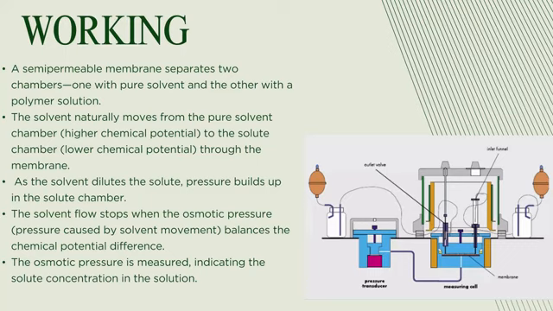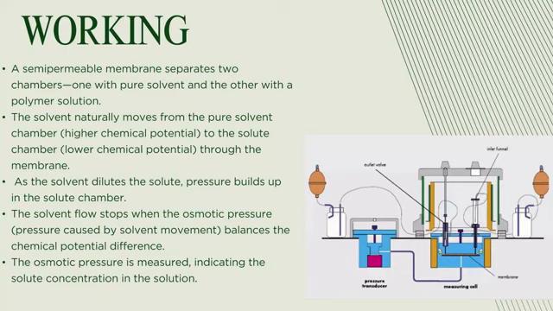As the solvent moves into the solute chamber, it dilutes the solute and increases the volume of the solute chamber. This increase in volume leads to an increase in pressure inside the solute chamber. The osmotic flow of solvent continues, causing the pressure to build up until the pressure difference between the two chambers reaches a point where it counters the chemical potential difference caused by the solute. Eventually, the flow of solvent slows down and stops when the pressure exerted by the solvent in the solute chamber equals the difference in chemical potential between the two chambers.